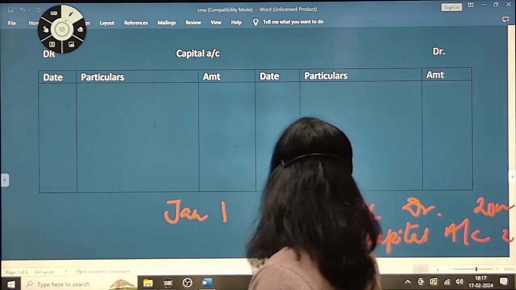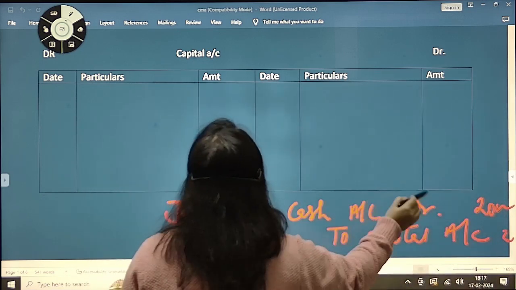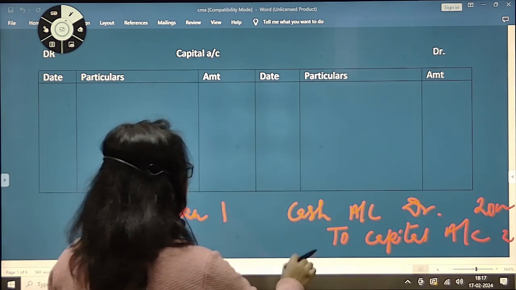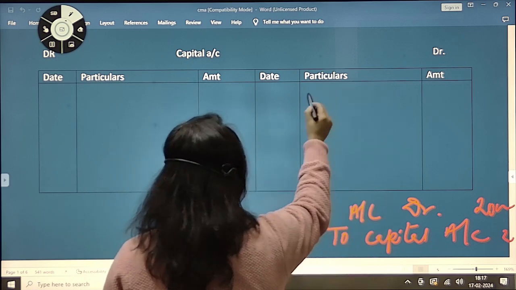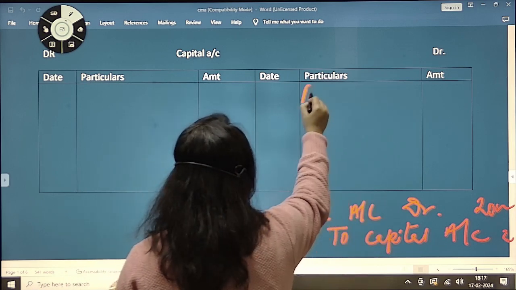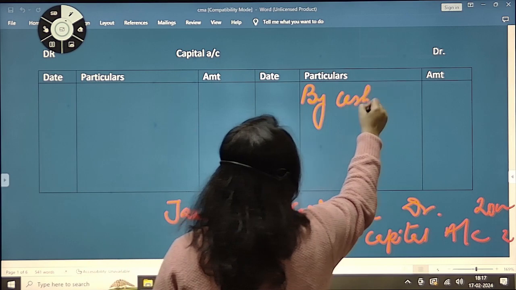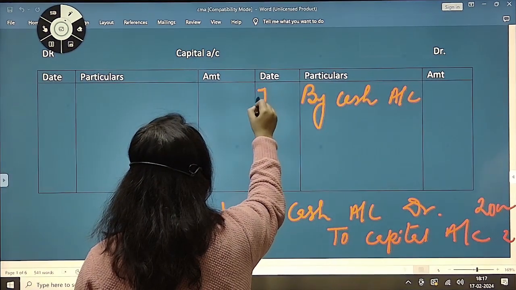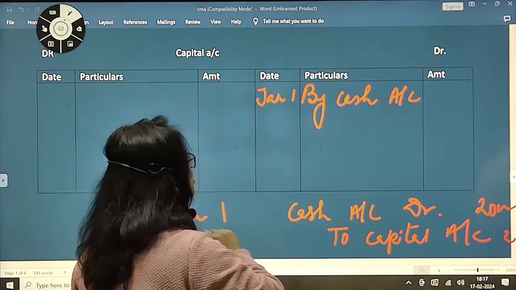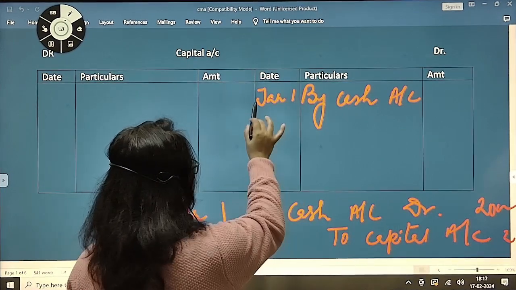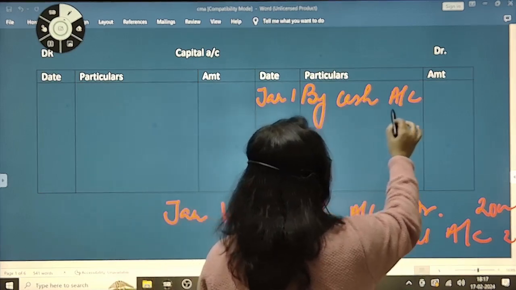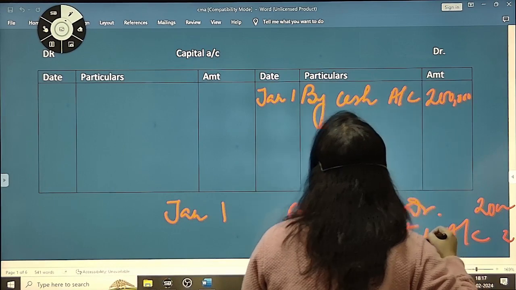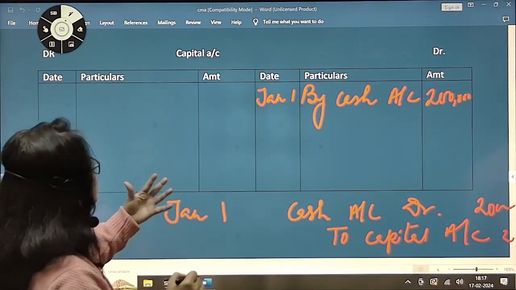Fine. So the journal entry is cash account debit, and we are preparing the capital account. Here we will write by cash account. The date we will write is January 1. If the year is mentioned, then we will put the year. So January 1, by cash account, we will write here 2 lakh rupees. Only one entry in the capital account.